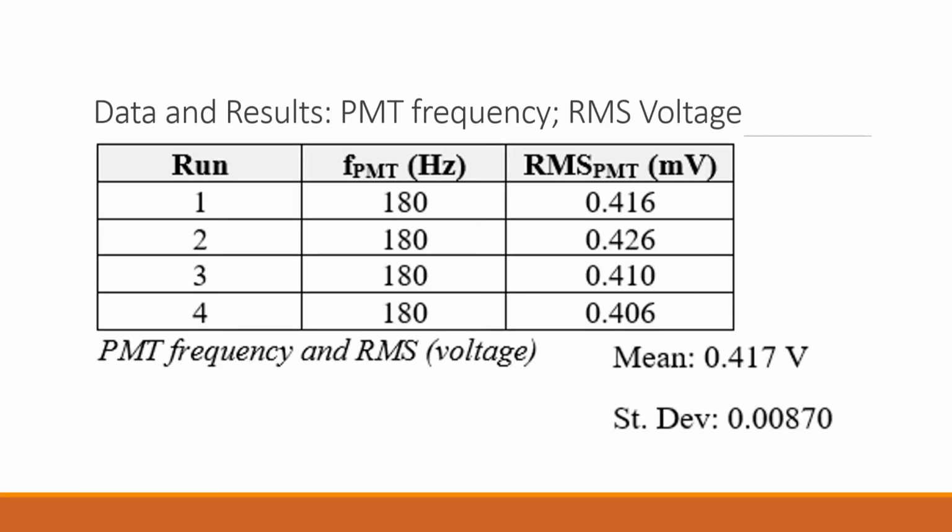Now, I know we didn't do the photomultiplier in this experiment, but we were given the data by the data acquisition system, so I thought I would do a quick analysis on it. The frequencies are all the same, and the root mean square millivolts are pretty much the same. Their mean value is 0.417 millivolts, and the standard deviation is very small, 0.00870. So they're pretty close to the same.